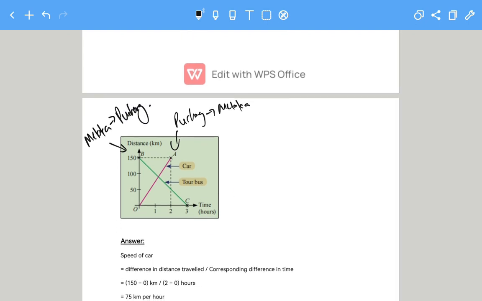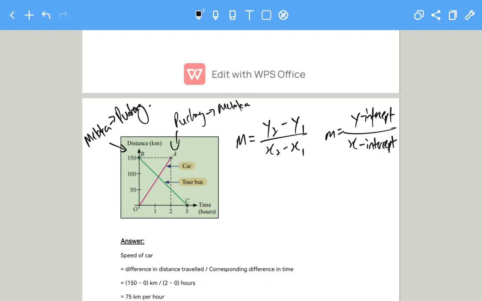Okay, so firstly, we find OA first. How do we find the gradient in the graph? We have two formulas, right? One is y2 minus y1 divided by x2 minus x1. Another formula is y-intercept divided by x-intercept, right? You guys know already, right? Y-intercept is where x equals 0. X-intercept is where y equals 0.